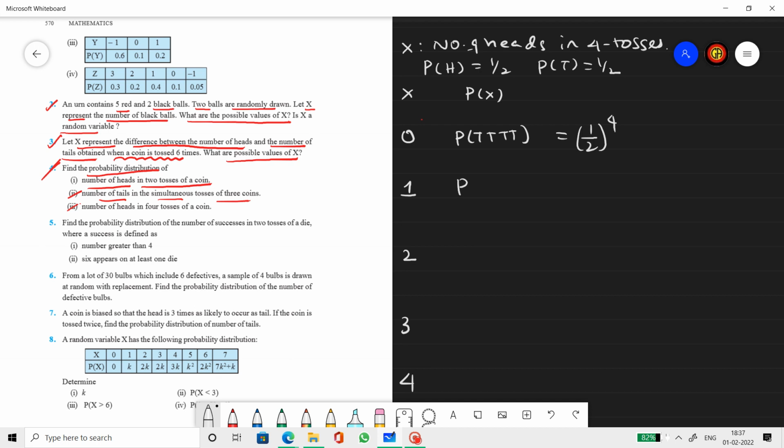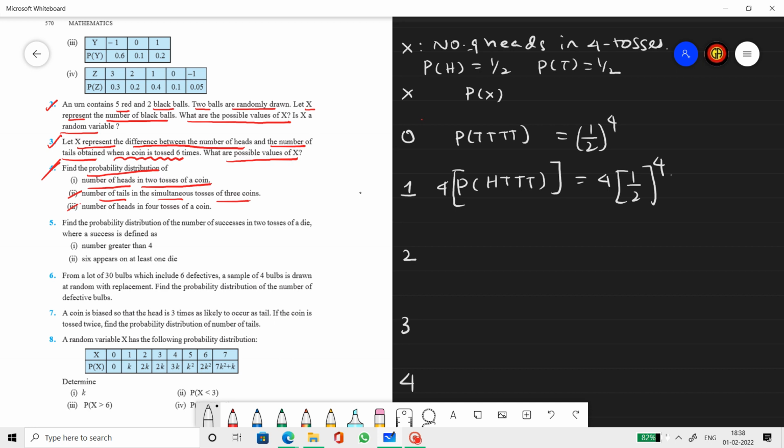Next, X is 1. So that means 1 head and everything else is tail. There would be 4 ways of writing this because the head can appear here or here or here or here. So there are 4 ways of arranging it. So this will be 4 times 1 by 2 to the power of 4.